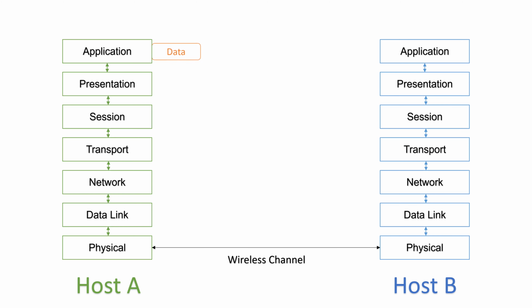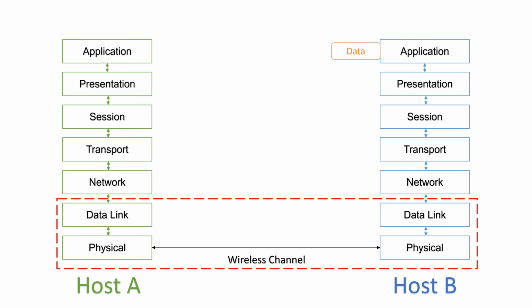When one host system communicates with another, the application data is passed down through the OSI stack until it reaches the physical layer. This then transmits the information over the physical communication medium, the wireless channel in this case, to the physical layer of the second host. This data then passes back up the stack to the corresponding application in the second host.